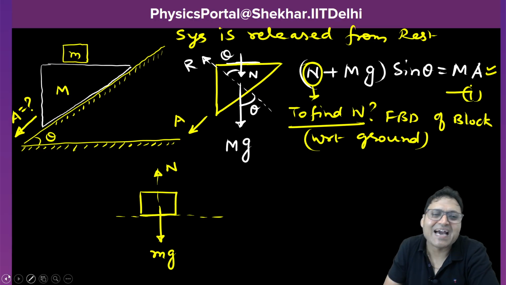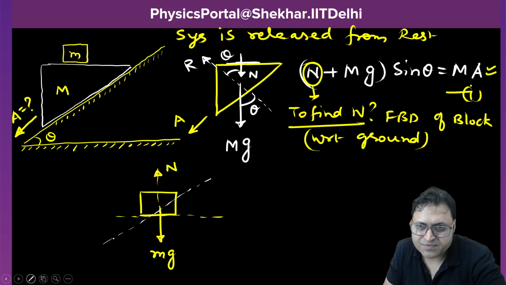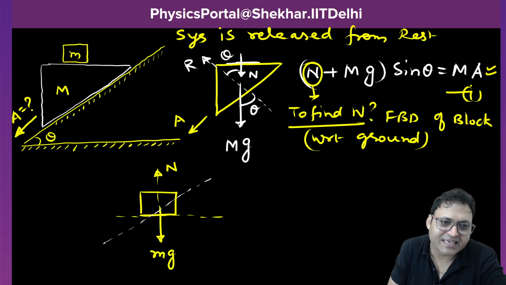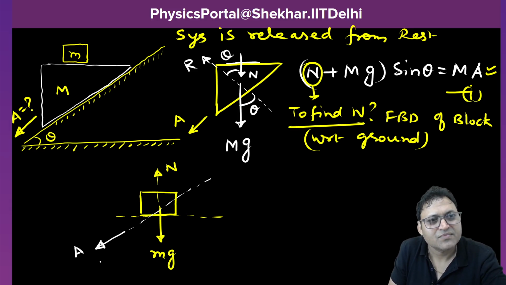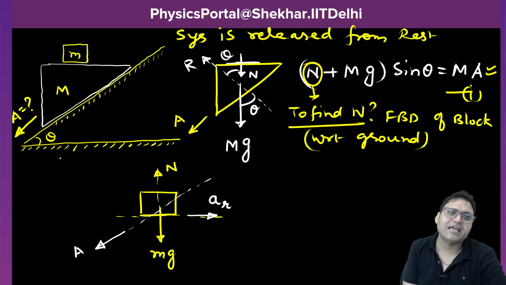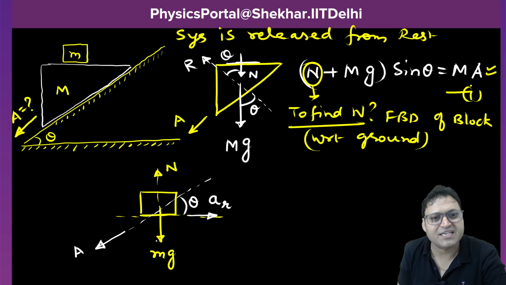So if I ask you what will be the direction of acceleration of the block with respect to ground? Your answer must be downward. Why? Because there is no horizontal force. These are the only forces, so it must be the downward direction. Or we can say the wedge is moving in this direction with acceleration A, and the block will be moving with respect to the wedge in the horizontal direction. Let me call that acceleration AR. So the resultant of A and AR must be downward. That is for sure. This angle is theta.